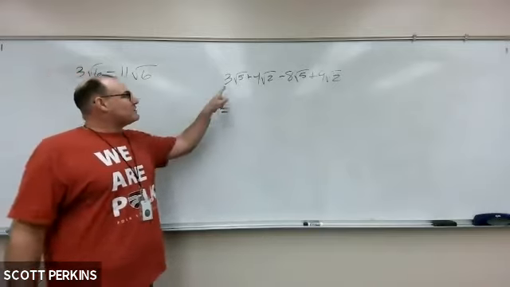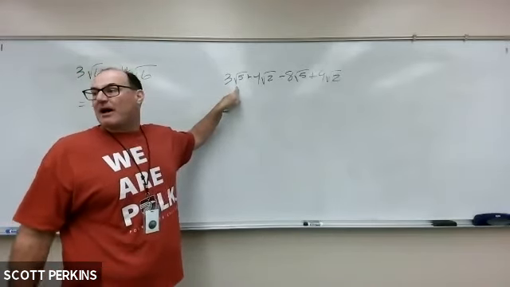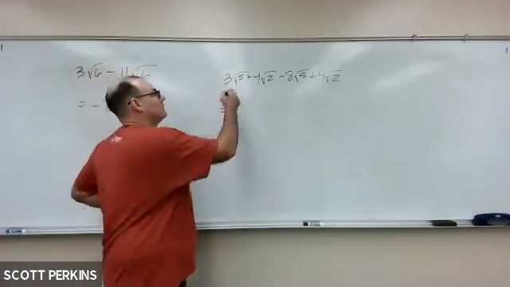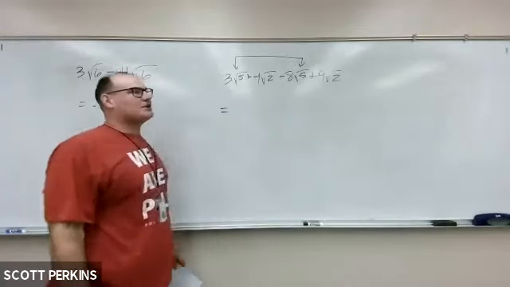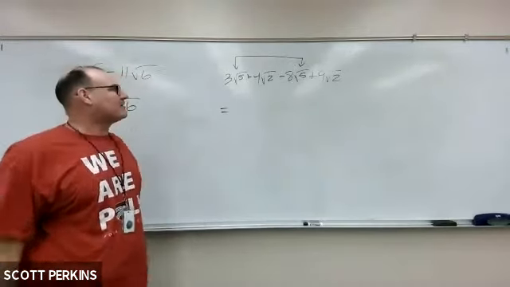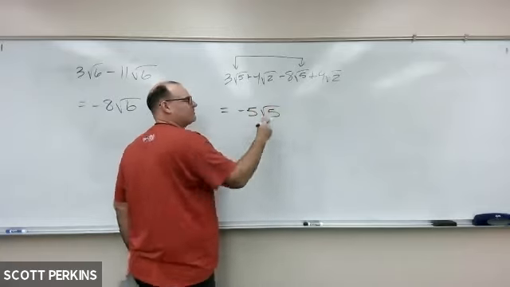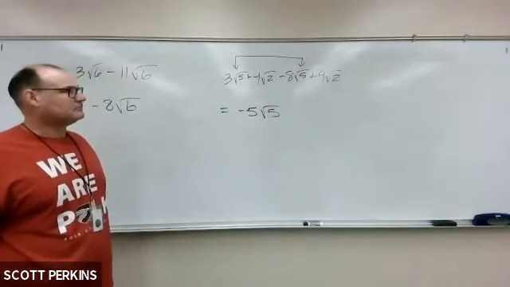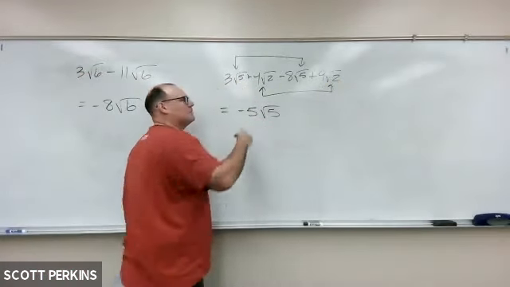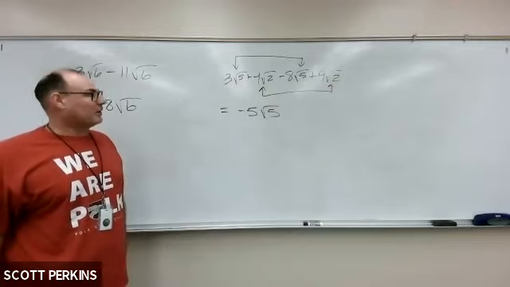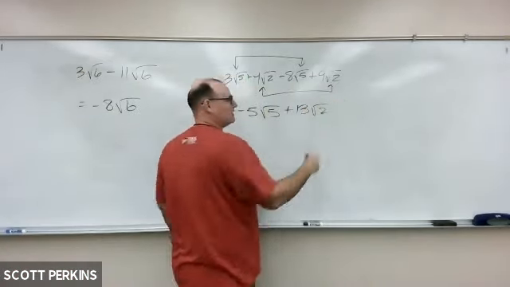All right, so I've got my 3 square root of 5 to lead things off. What's the like term with the 3 square root of 5? Yeah, so I'm just going to draw a little arrow here. 3 square root of 5 is like terms with the negative 8 square root of 5. So 3 minus 8 is negative 5 square root of 5. There's your first term. And then the 4 square root of 2 is like terms with the 9 square root of 2. They both have the same radical part. 4 plus 9 is 13 square root of 2.